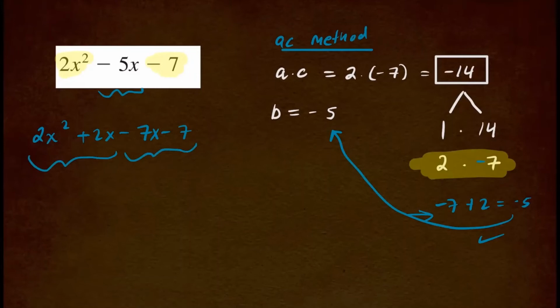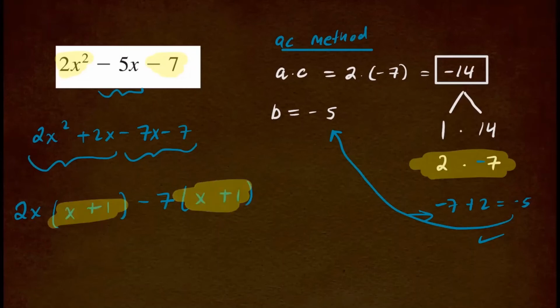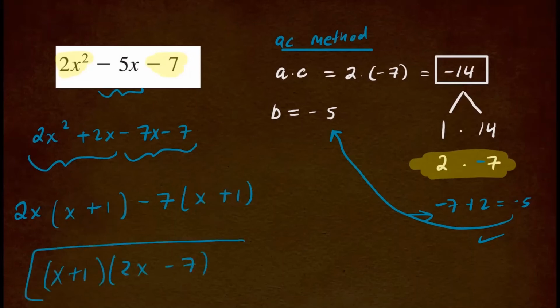For the first two, we pull out a 2 and an x. Then I'm going to be left with just x plus 1, because I can redistribute and I get 2x squared plus 2x. From the last two, I can pull out a negative 7. Then inside, I'm going to be left with x plus 1. Now here again, we're happy because these match. Once they match, you can pull that out. So you'll have x plus 1, and we're left with 2x minus 7. So these are the factors.